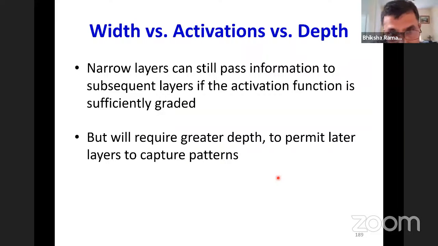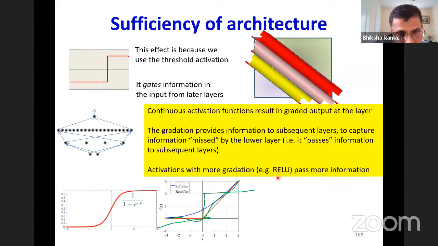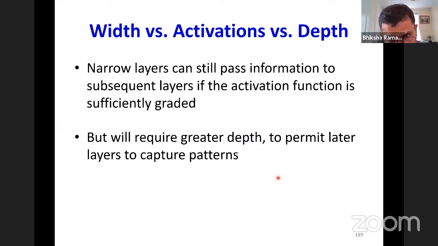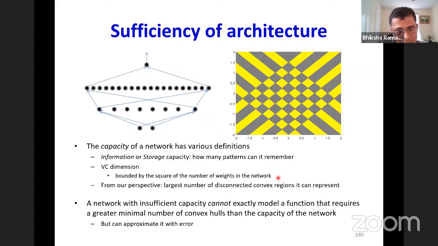So narrow layers can still pass information to subsequent layers if the activation function is sufficiently graded. But when you have narrow layers, the information is being passed on, but you are passing some of the job also down to the deeper layers. So you're going to have to compensate with greater depth to permit later layers to capture patterns. So in other words, your network needs to have a sufficient architecture.